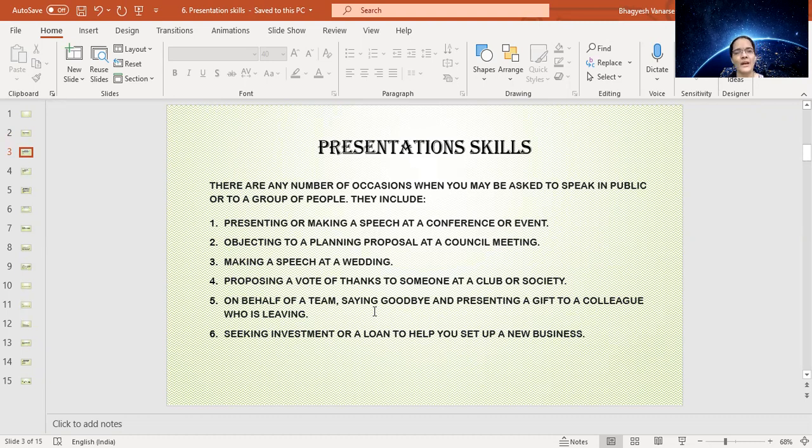Making a speech at a wedding. I'm just taking an example for it. It could be a wedding, it could be a function, it could be a get together, anything. Proposing a vote of thanks to someone at a club or at society. On behalf of a team, saying goodbye and presenting a gift to a colleague who is leaving, a send-off function. And six, seeking investment or a loan to help to set up a business. These are few examples where presentation skills are very necessary in every part of our life.